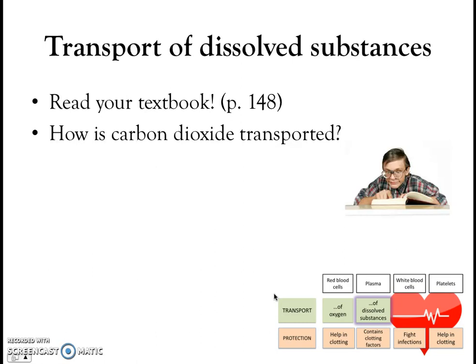Now, moving on to the transport of dissolved substances, which is the function of the plasma. Right, I would like you to turn to your textbook and read it for yourself. There's a table there describing the different types of dissolved substances that are transported by the plasma. In particular, focus on learning and finding out how is carbon dioxide transported in the plasma. Alright, so have a read and then we'll move on.